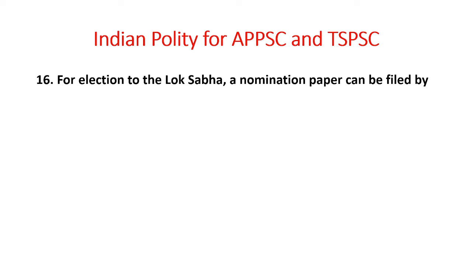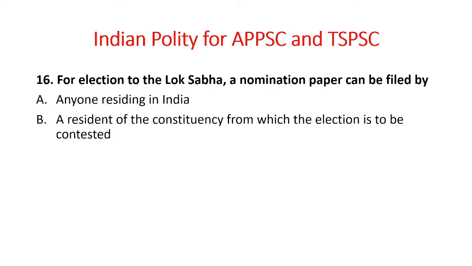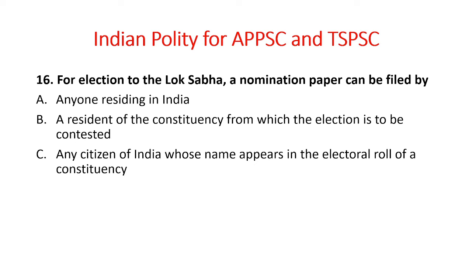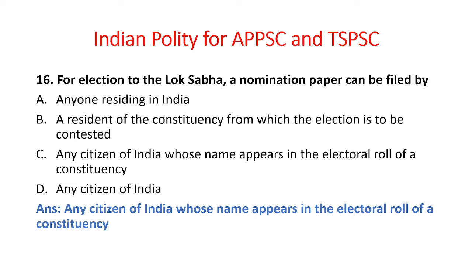When it is. Okay, next question. For election to the Lok Sabha, a nomination paper can be filed by. And the options are: any person residing in India; a resident of the constituency from which the election is to be contested; any citizen of India whose name appears in the electoral roll of a constituency; and any citizen of India. For election to the Lok Sabha, a nomination paper can be filed by any citizen of India whose name appears in the electoral roll of a constituency.